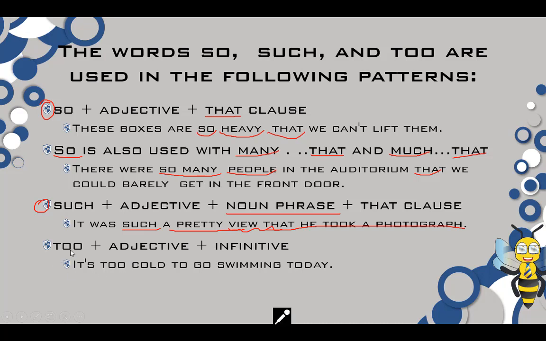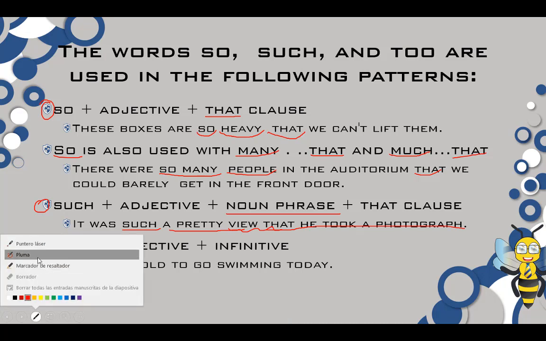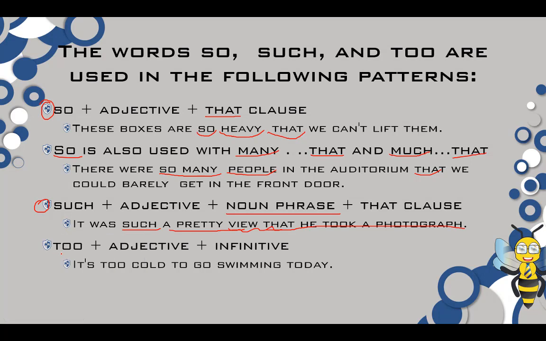Now, when we are talking about the word too, it is always followed by an adjective and then an infinitive verb. For example, it is too cold to go swimming today. Okay, so here we have four different patterns. Guys, girls, do you have any questions here about this pattern?